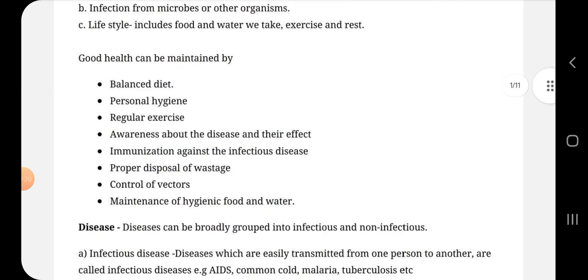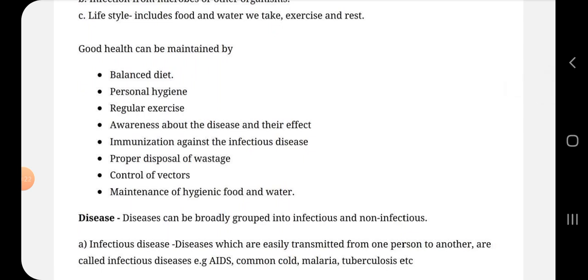Good health can be maintained by balanced diet, personal hygiene, regular exercise, awareness about the disease and their effect, immunization and proper disposal of waste and many other factors.